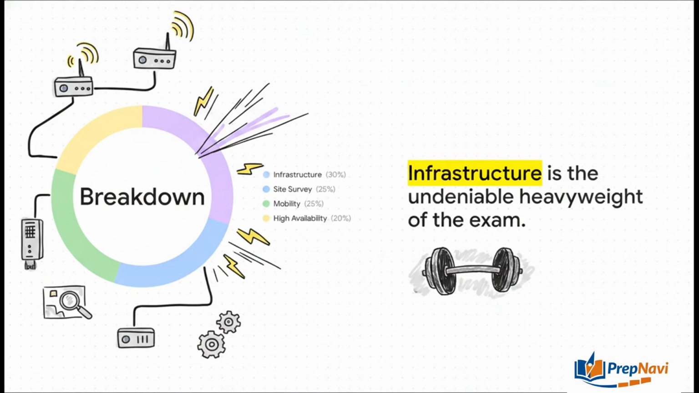So let's break down this overall syllabus to eliminate the unknown. What's really interesting about this distribution is that, while all 4 of these domains obviously matter, the wired and wireless infrastructure domain is the undeniable heavyweight. It comes in at a massive 30% of your total exam. Wireless site survey and mobility are tied for second at 25% each, and WLAN high availability rounds out the whole shebang at 20%. Look, if you are weak in that 30% infrastructure section, those 90 minutes are going to feel incredibly long. So we're going to attack that heavyweight section right now.